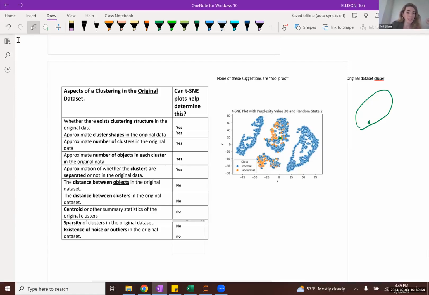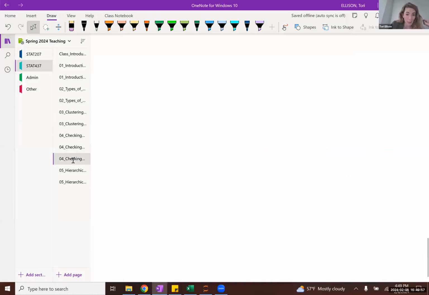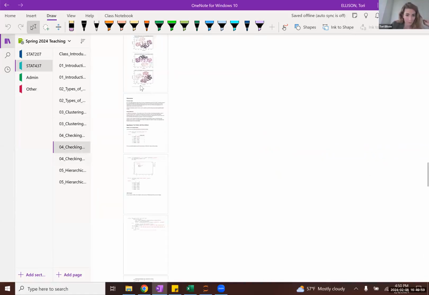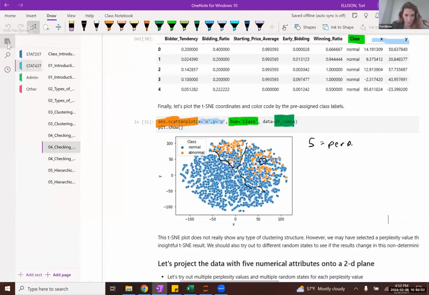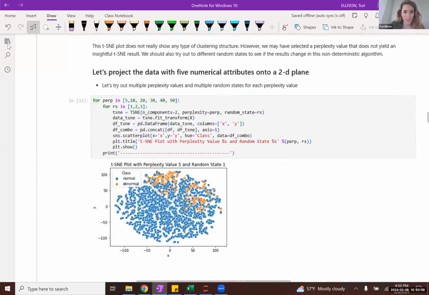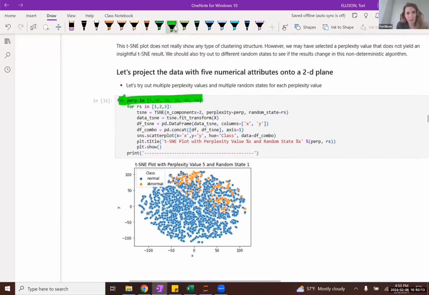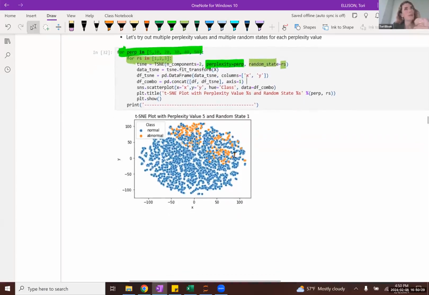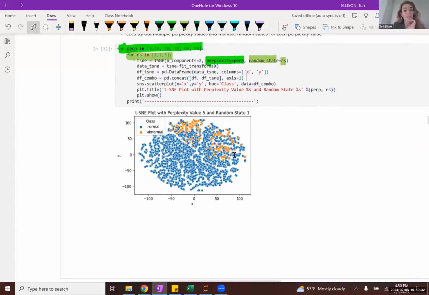Okay, very quickly, this will be the last thing. Let's go back to the application where we're applying the TSNE plot on our shill bidding data set. Basically, we're going to do what we just did for each of our artificial examples. We're going to examine multiple perplexity values and multiple random states. And we're going to use the code that we used above to create the corresponding TSNE plots for each of these perplexity values and random states.